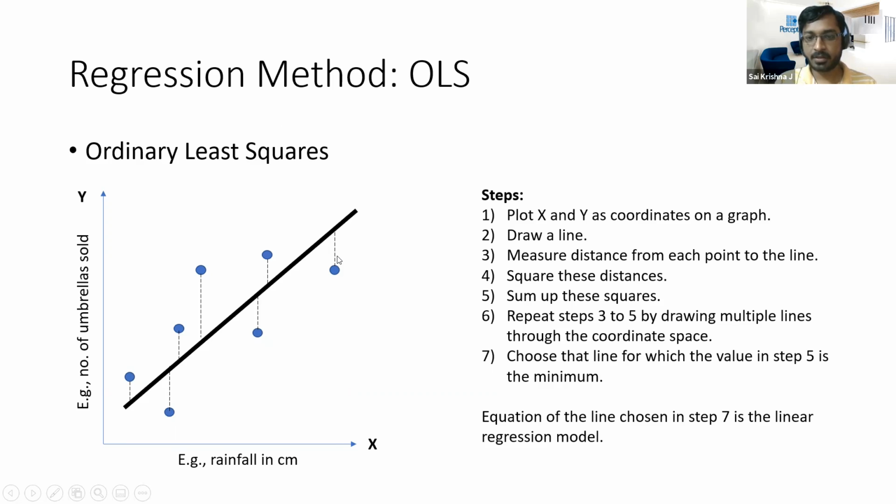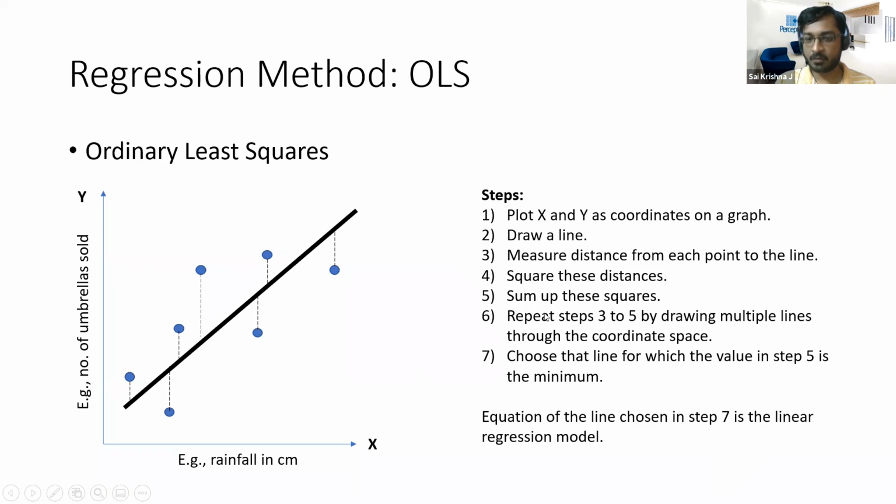Okay, and then these steps, that is drawing the line, measuring the distance, and squaring the distance, will be repeated by drawing multiple lines through these coordinates. This is just one of the lines, right? Maybe I can have one more line like this, one more line like this. I can have so many different lines in this space. So it will draw all those possible lines, and then for each of those lines, it will repeat steps 3 to 5. It will measure the distances, square them, and add them up.